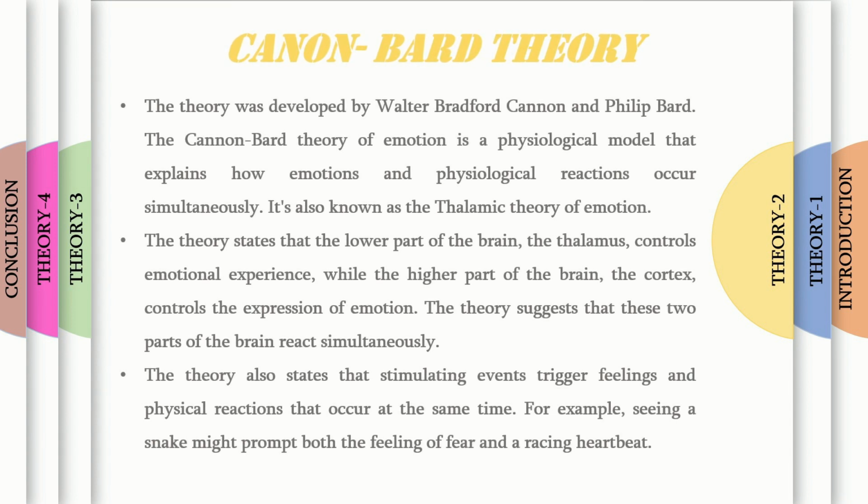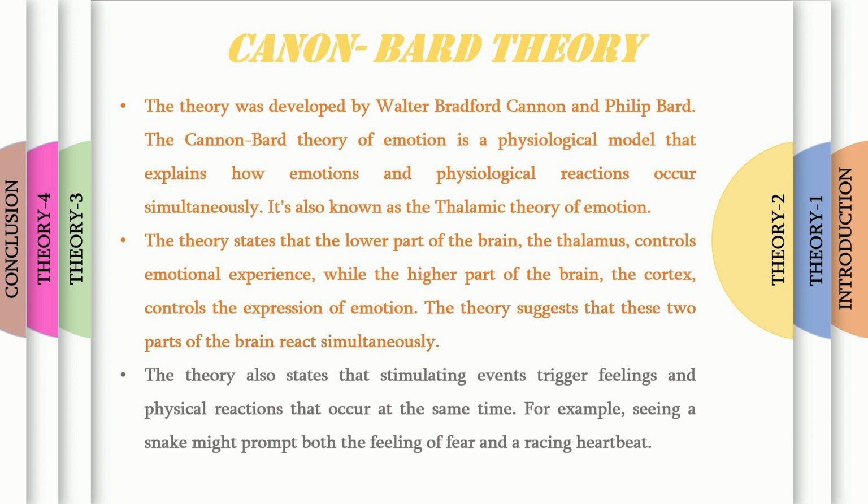The theory was developed by Walter Bradford Cannon and Philip Bard. The Cannon-Bard theory of emotion is a physiological model that explains how emotions and physiological reactions occur simultaneously. It's also known as the thalamic theory of emotion.